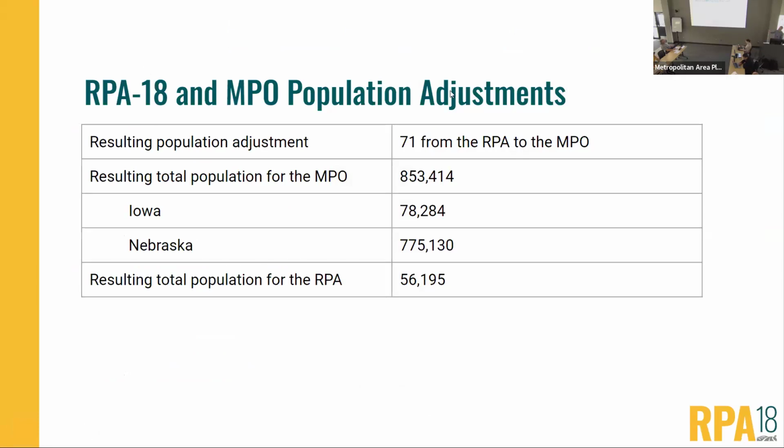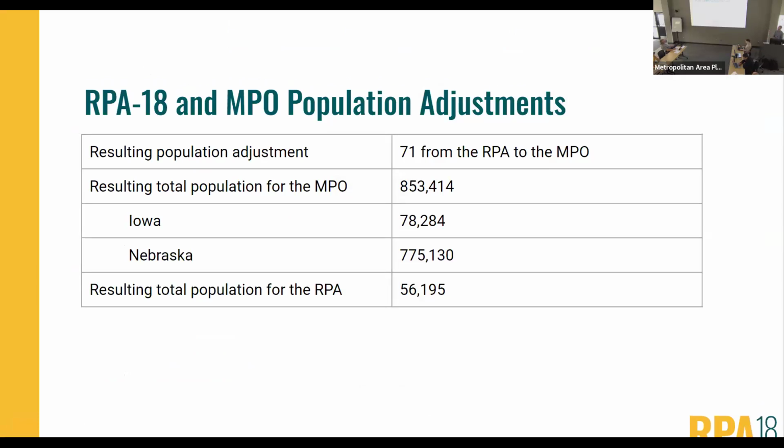And really, these are the numbers that Iowa DOT is going to use to change distributions of funding otherwise. Those changes basically bring in that one block at Crescent, transferring 71 people from the RPA to the MPO, and then the corresponding populations are reported there as Iowa DOT has laid out. So that would be our recommendation, and I'm happy to answer any questions if you have any about the process that we went through.